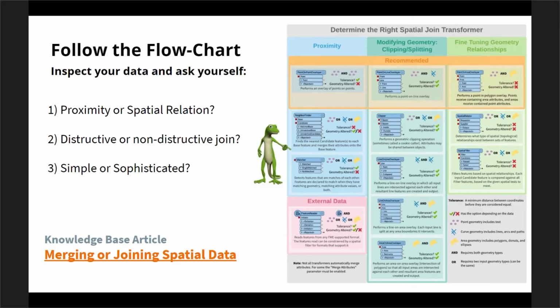I'd encourage you to check out the merging or joining spatial data article that's linked down below on this slide here. It's a great overview of what we'll be covering today in terms of performing spatial joins in FME. This article also includes many helpful resources on spatial joins. You'll also find this flowchart that you see here in that article, and it'll go a bit more in depth in how to use it to navigate through which transformers to use for your specific use case.